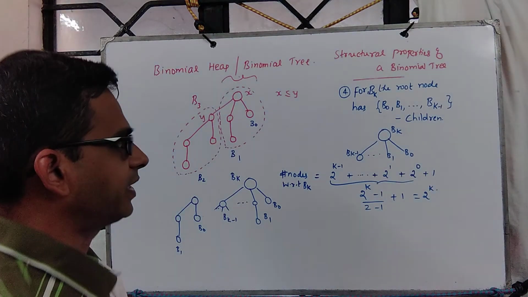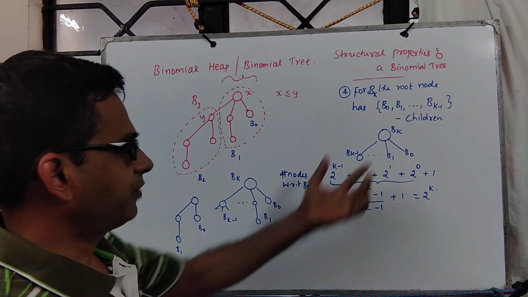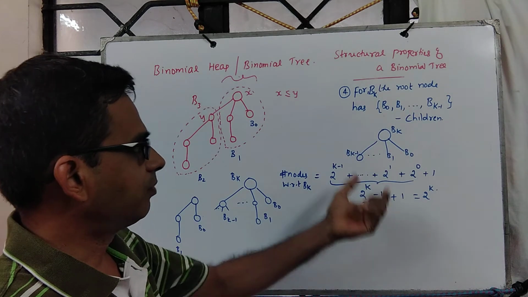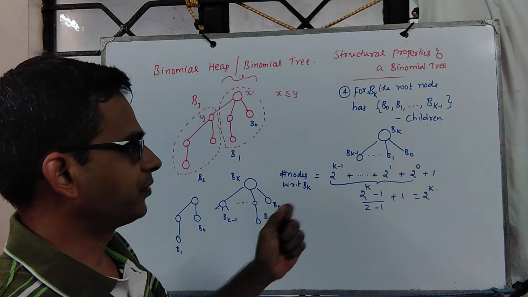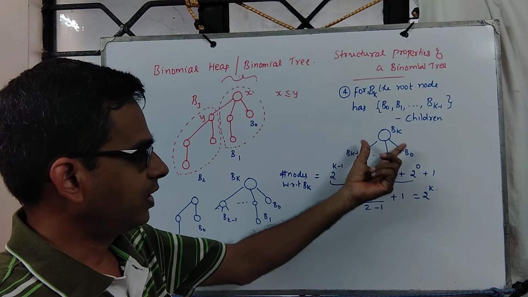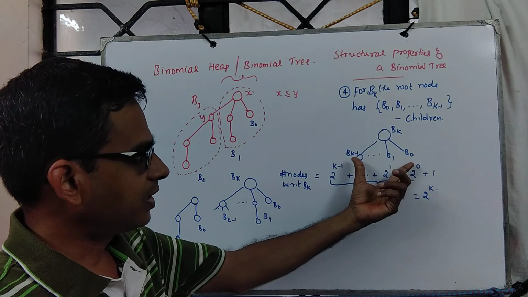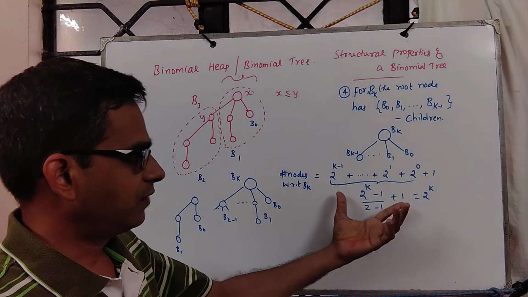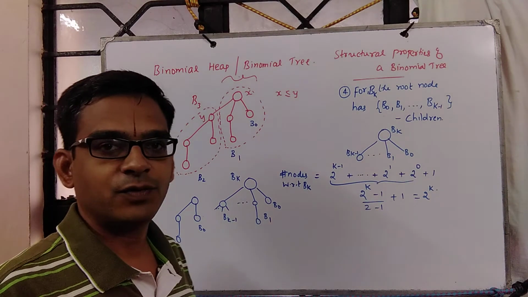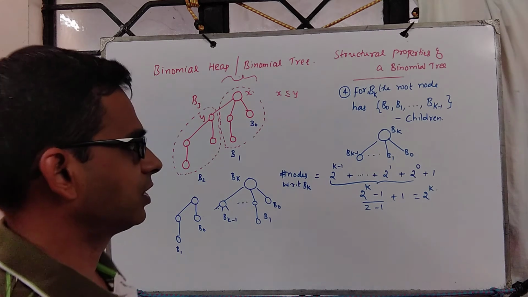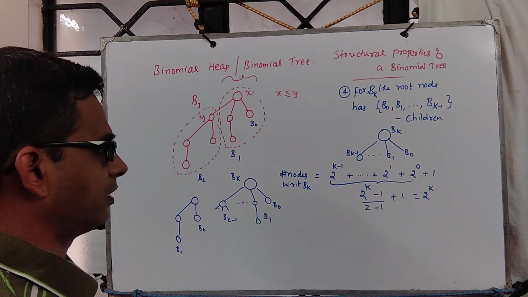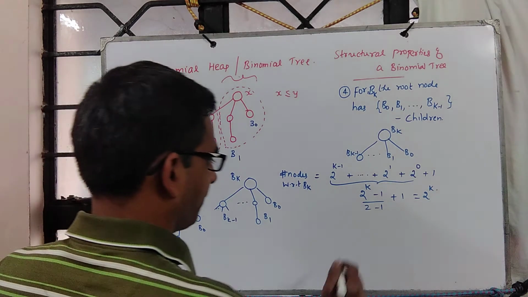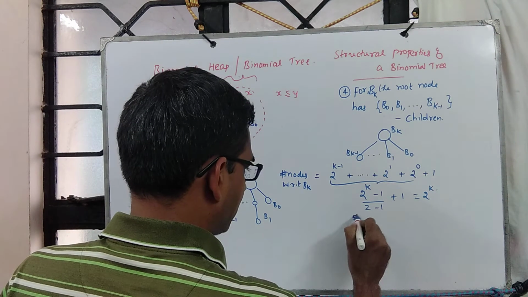So one can also derive that the number of nodes in any BK is 2 power k by looking at the structural property. Look at the root node BK and its children are B0, B1, so on up to BK minus 1, and with that also one can derive the number of nodes in any BK is 2 power k. So that's an interesting observation. Okay. Next, let us look at one more.